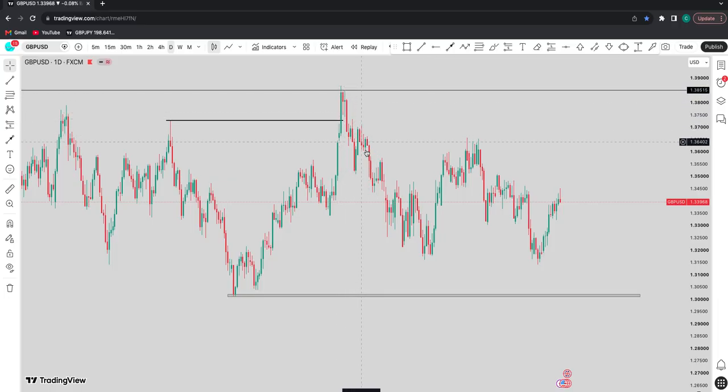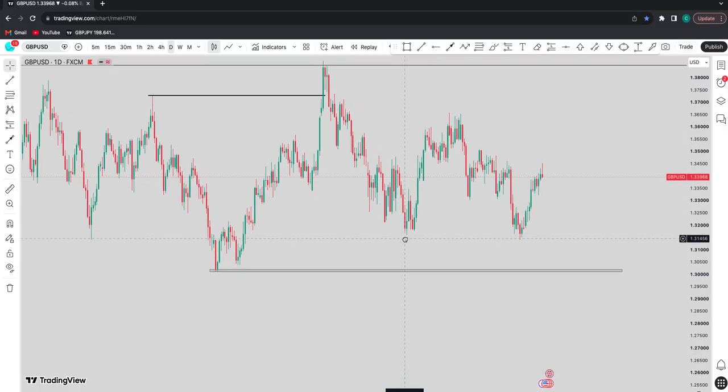When the market was coming down from this resistance level, I expected the market to pull back into this major level of support around here.